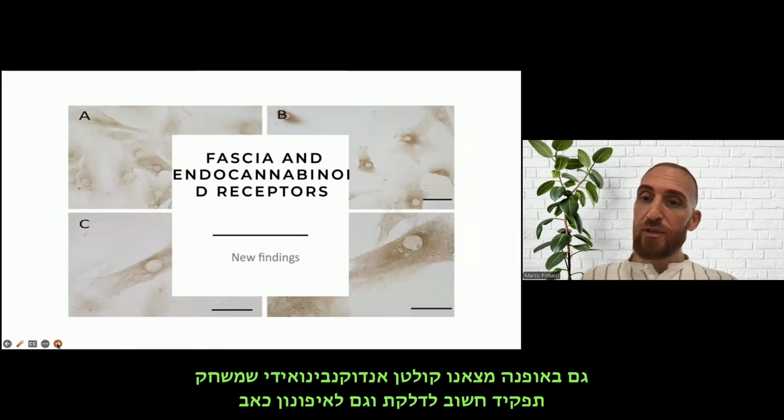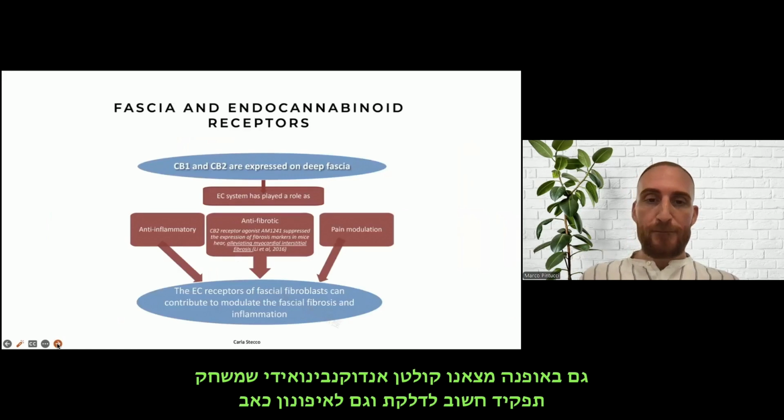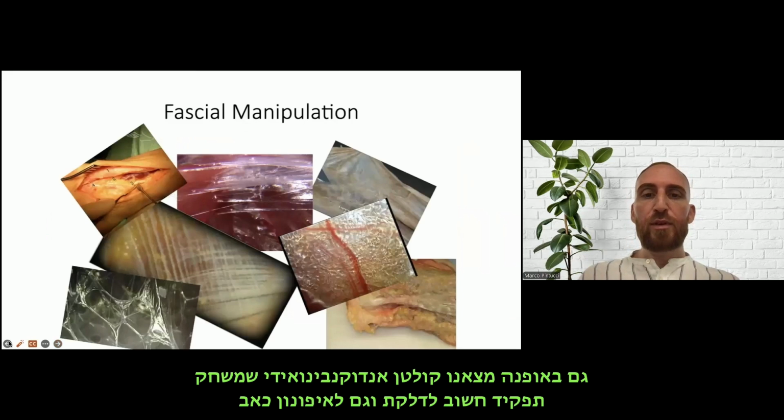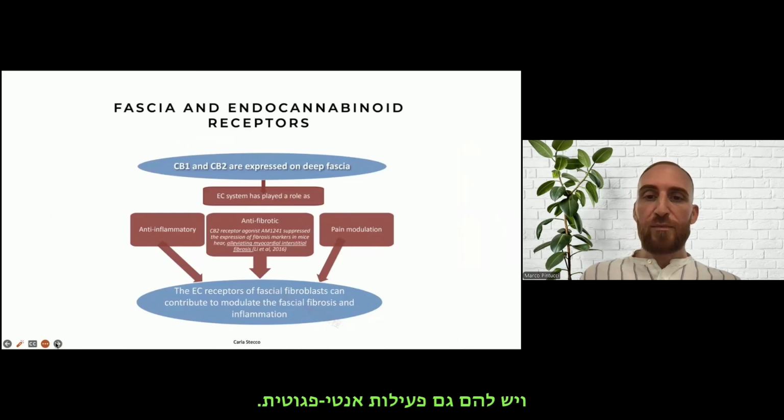Also in the fascia, we found endocannabinoid receptors that play a very important role in inflammation and also in pain modulation, and they also have anti-fibrotic activity.